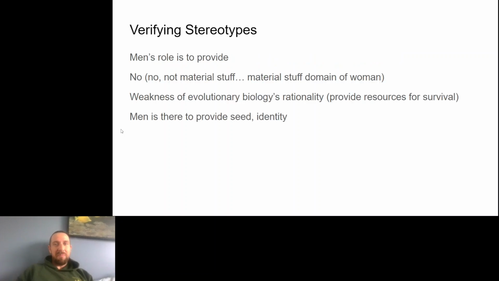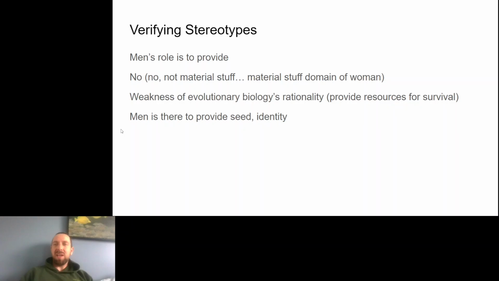Another stereotype is that men's role is to provide, and as we saw, men need to provide, but they need to provide seed, which is more akin to providing an identity, not material stuff. Material stuff is the domain of women, as we saw, right? That's what's associated with the earth. And this is the weakness I find of evolutionary biology's rationality. It just doesn't make sense. They just take things that are going on now, and they use the past to explain it.